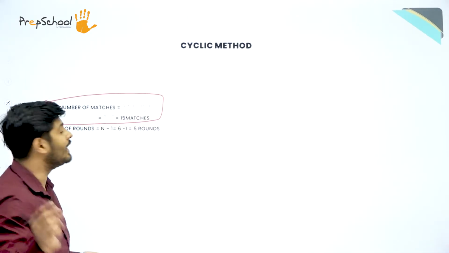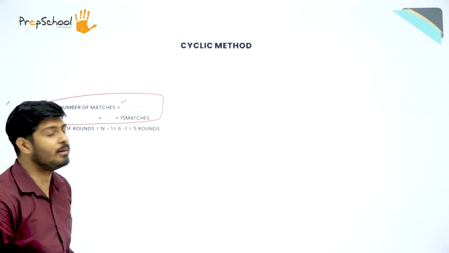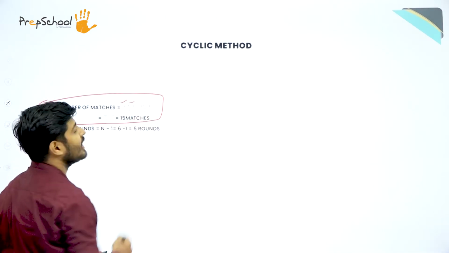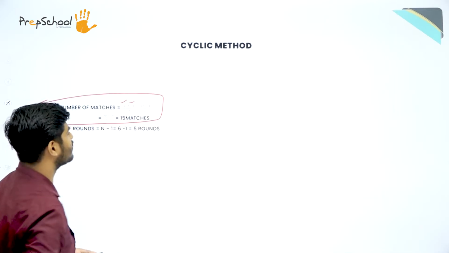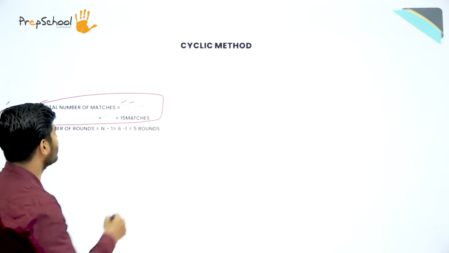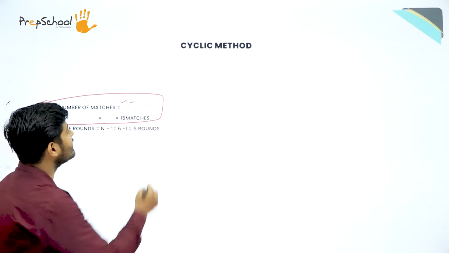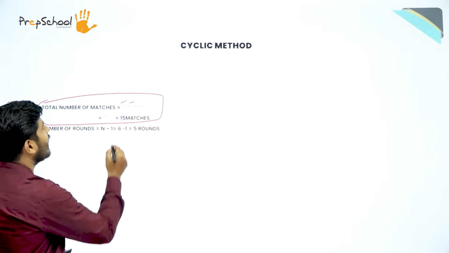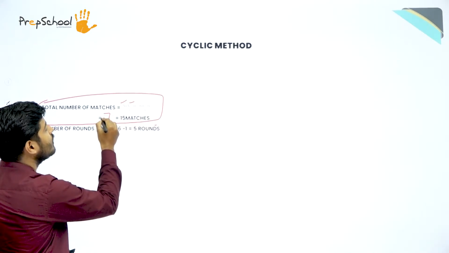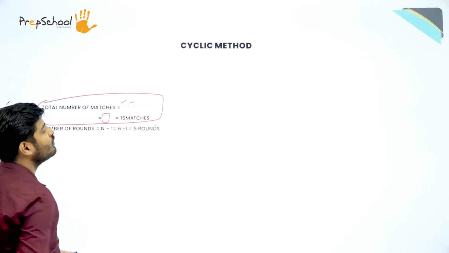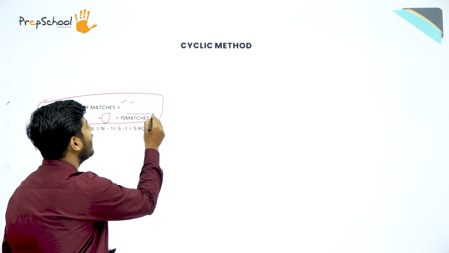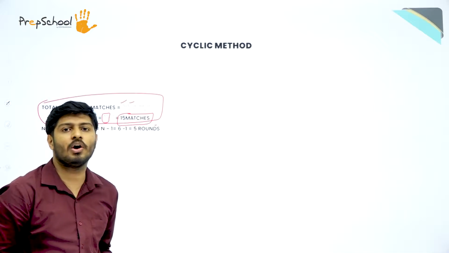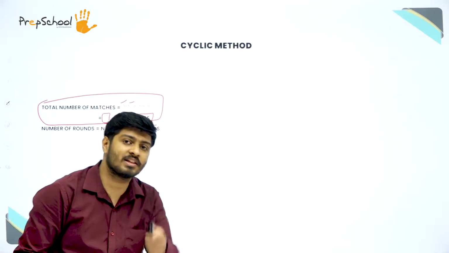How to calculate the number of matches when you have n teams. So n is the number of teams, and the formula is n into n minus 1, divided by 2. So if you have 6 teams, the total number of teams is 6. So 6 into 6 minus 1, which is 5. So 6 into 5, 30, divided by 2, you will get 15 matches. So a total of 15 matches will be there in your tournament.